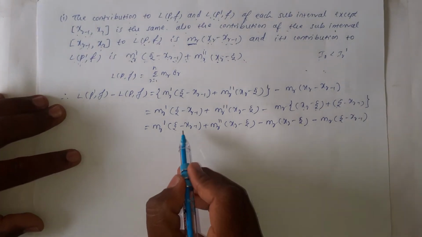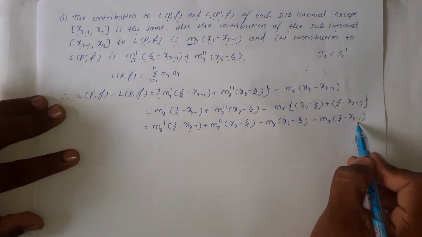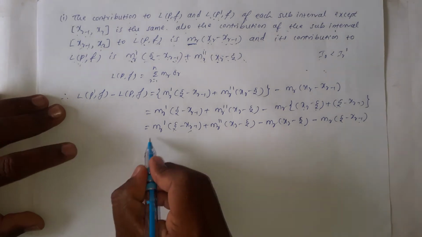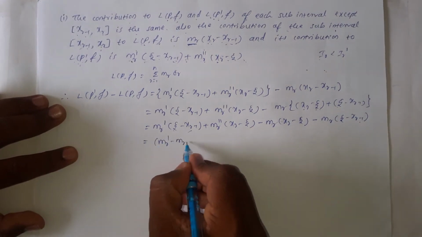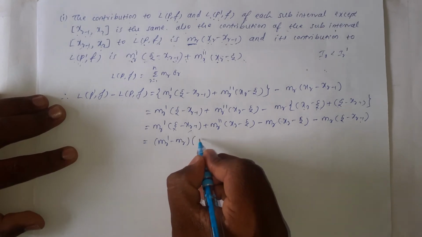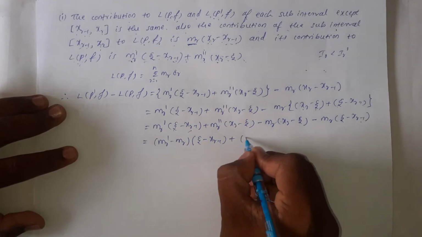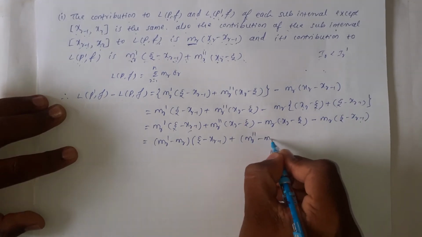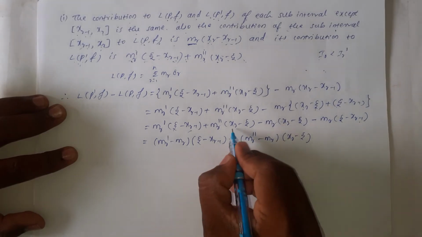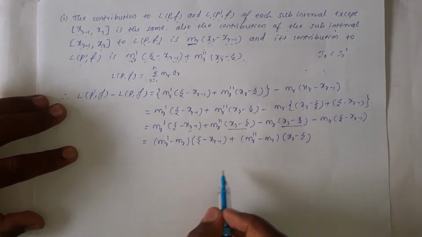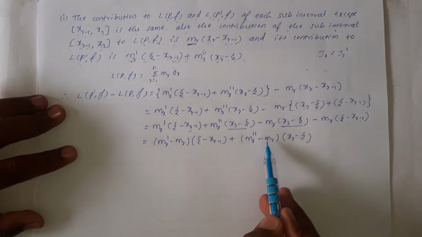Now here, the interval (xi minus x_{r-1}) is common, so we can take it out, and we get m_r' minus m_r as the remaining term. The common thing in the other terms is (x_r minus xi), and after taking that term common, we are left with m_r'' minus m_r.